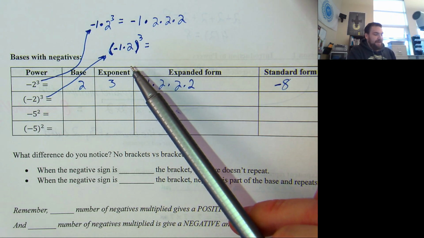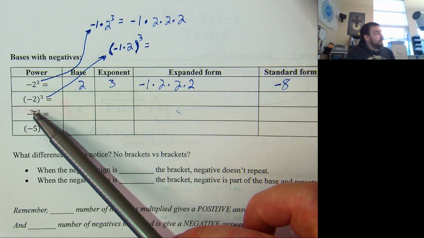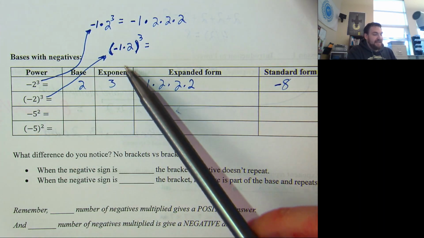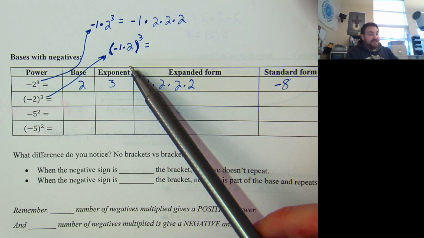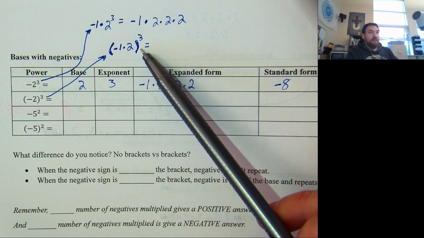How does this second one behave? Well, when the negative is included inside a set of brackets, it becomes -1 times 2. BEDMAS says I do the math inside the brackets first, and then I bring the exponent on afterwards.